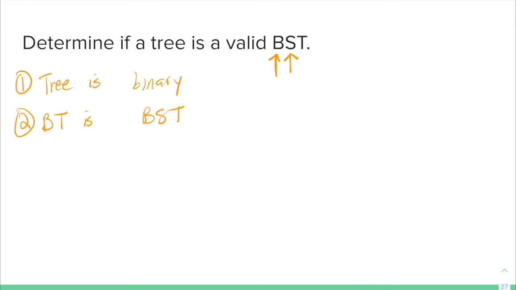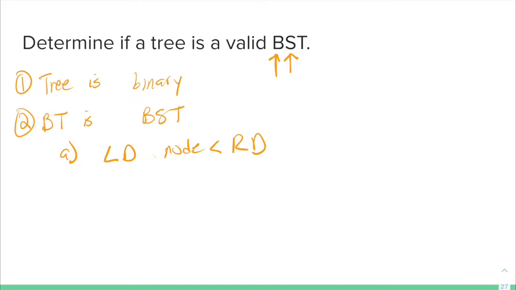The next thing we need to do is validate that this binary tree is a binary search tree. And so the one property that we need to verify is, I'm going to say, left descendants are less than or equal to a node, which is less than or equal to the right descendants. And for this, I'm just going to make this inequality strict.